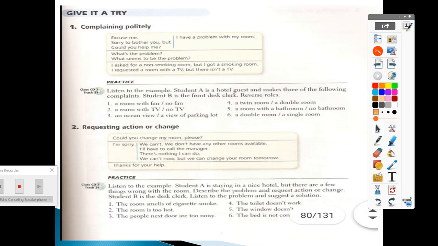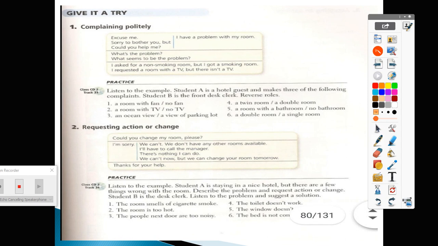Now give it a try, item. Okay, give it a try, item. Yes.